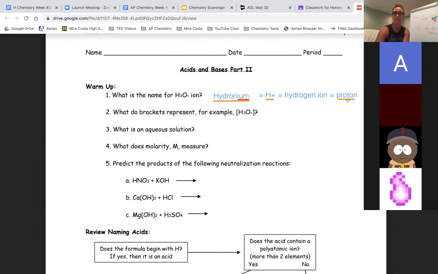Okay, they're used interchangeably. Okay, next, what do brackets represent? For example, if I put brackets around that hydronium ion, you guys should know this, it means concentration. And usually concentration is measured in molarity, right, which is moles per liter.